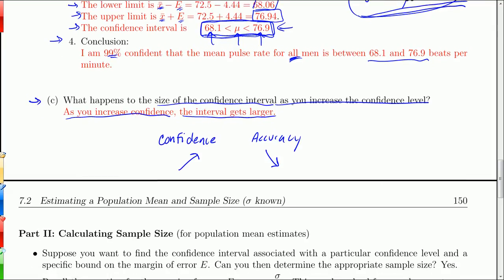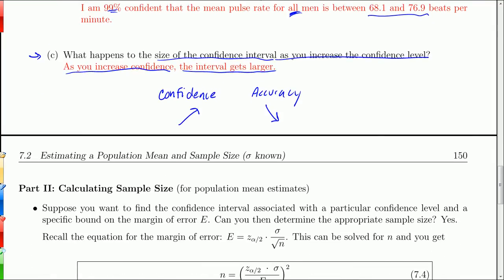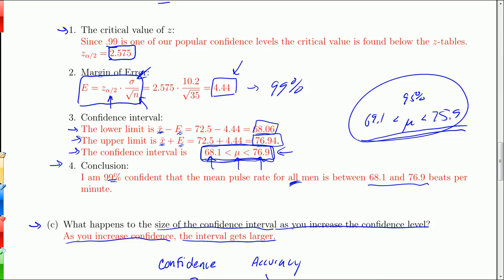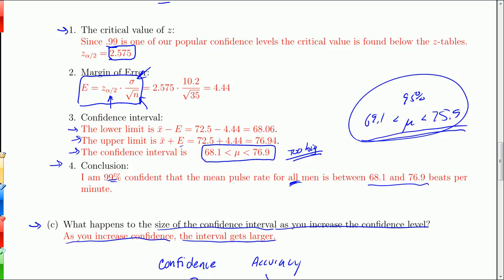Okay, so calculating a sample size. So here's the setup for this. Suppose I got to this problem here. I'm 99% confident, and I get a confidence interval of 68.1 to 76.9. And I say, that's too big. I can't tolerate that kind of accuracy. I need something smaller. I want to say my margin of error is too big here. I don't like how that worked out.